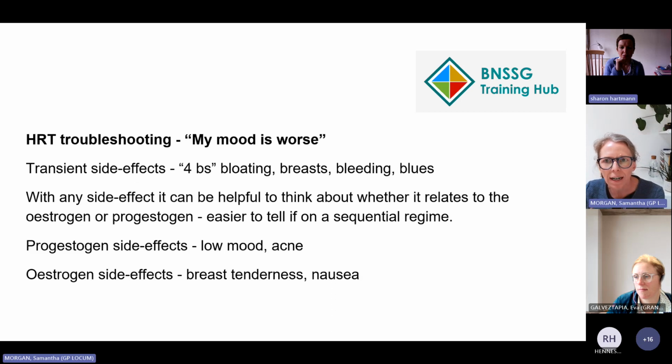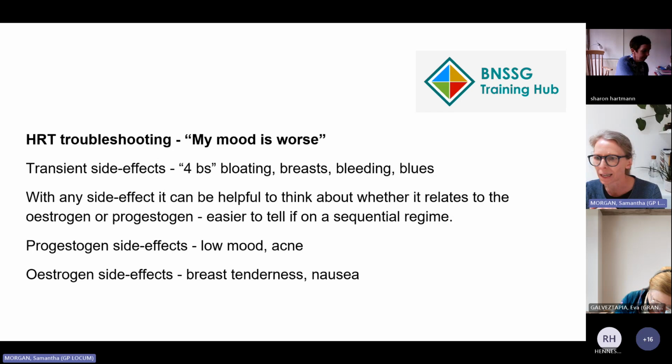When I'm thinking about troubleshooting side effects of HRT, when I'm beginning somebody on HRT, I tend to discuss potential transient side effects of the 4 Bs: bloating, breasts, bleeding, and the blues. You can tell I like easy ways of remembering things. I tend to counsel people that those effects might last for around 3 months or so, and usually settle over time. With any ongoing side effects, if possible, it's really useful to think about whether they might relate to the estrogen or the progestogen.